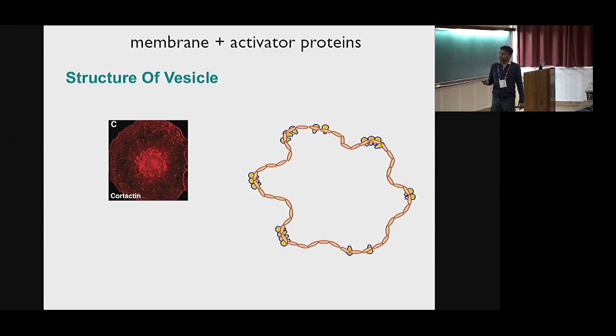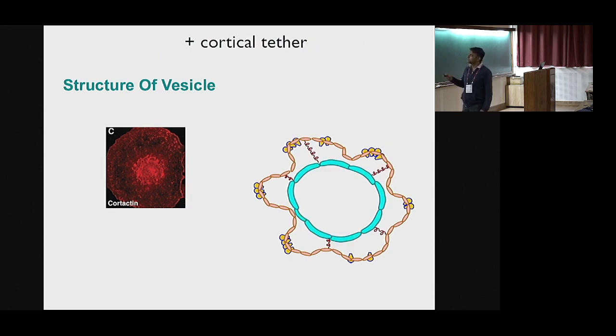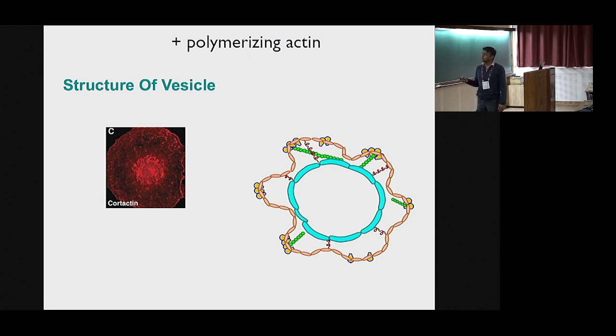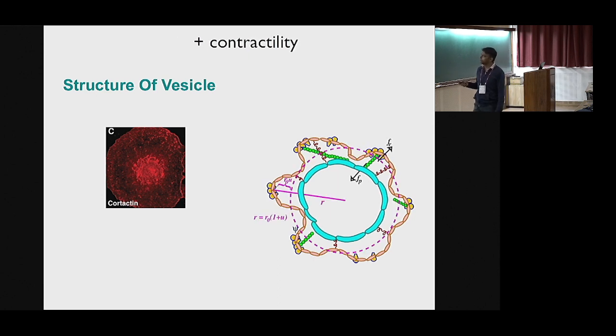So that's what we put in the model. Briefly, the model is that I take this membrane, on top of that I have these curvature sensing and curvature generating proteins which can diffuse on this membrane. There are certain cortical tethers, and then actin filaments which can grow and push this membrane outward.